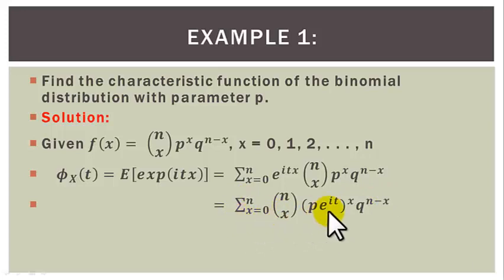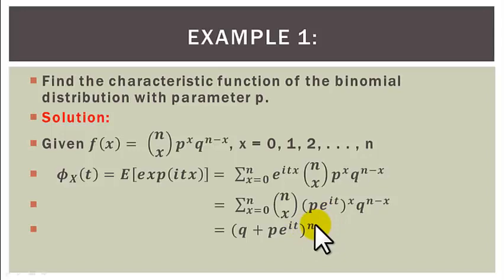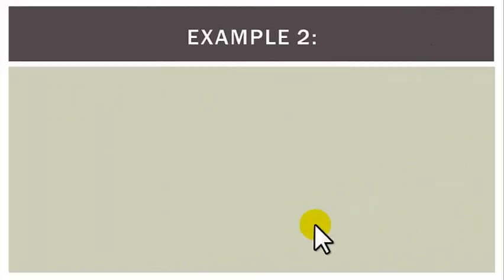Observe that what you have here, this sum, is the binomial expansion of q plus p exponent it all raised to power n. So therefore, the characteristic function of our binomial distribution is this expression, q plus p exponent it to power n.